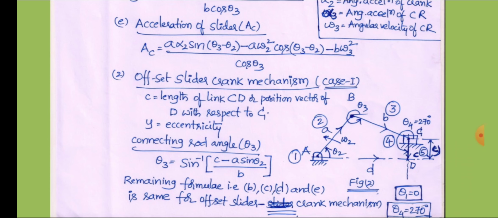So this is one type of slider crank mechanism, the offset slider crank mechanism. That is why I wrote it in brackets as case 1. In case 1, theta 1 is equal to 0, whereas theta 4 is equal to 270 degrees. Here, y is the eccentricity, or the distance from the slider to link 1, or to the reference line.